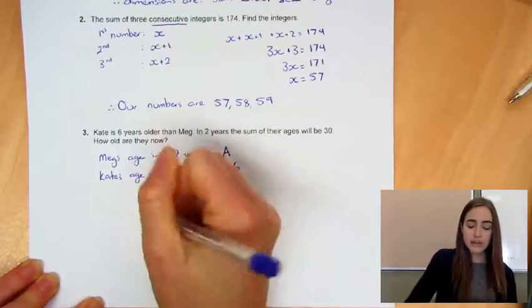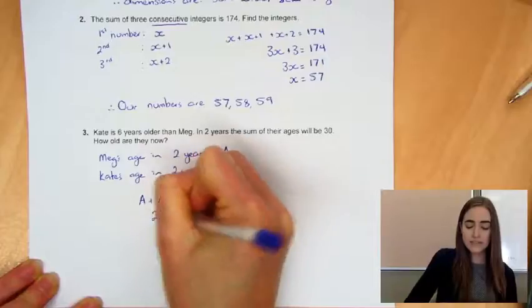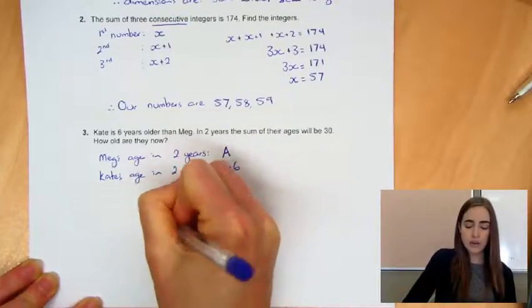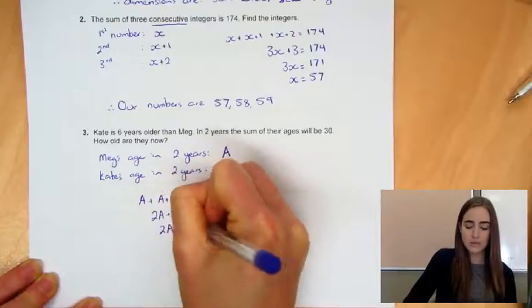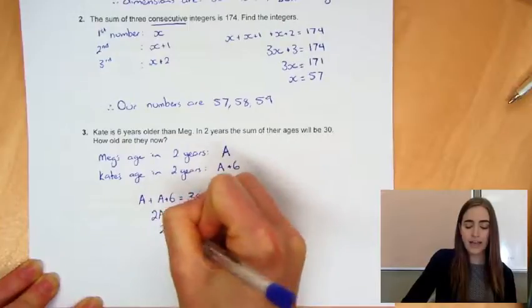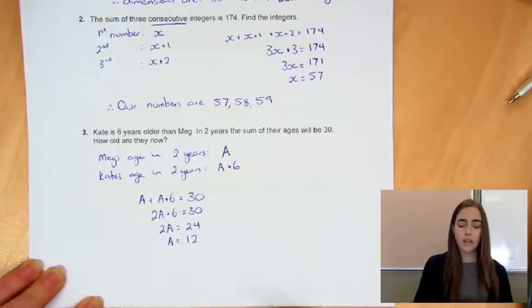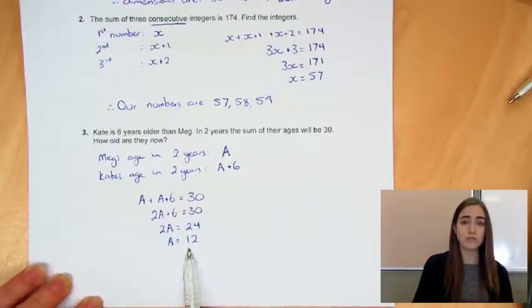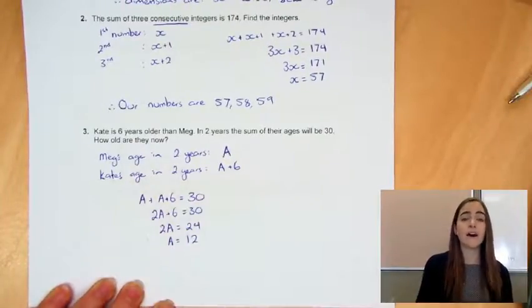So then we can simplify that to 2A plus 6 is equal to 30. We'll subtract 6 from both sides. So we'll have 2A is equal to 24. And then divide by 2. So we'll have A equals 12. So this is telling us that 2 years from now, Meg is going to be 12. But we want to know how old they are now.